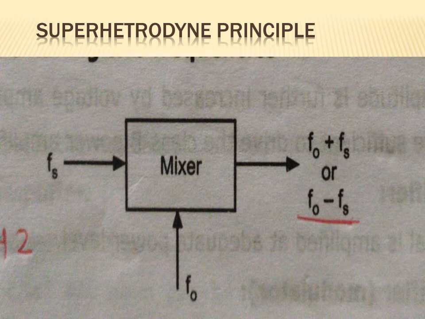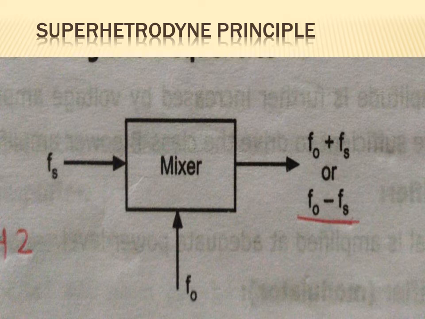What is the function of receiver? We will see first. The first function is to select the wanted signal and reject the unwanted signal. Then it amplifies the signal. Second function is to amplify the signal. Next function is to demodulate the signal.